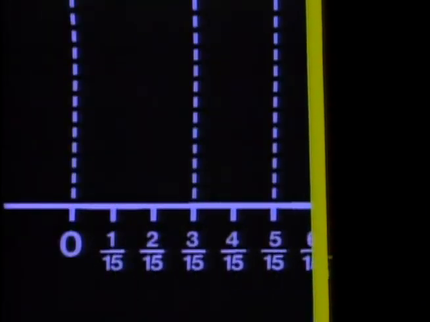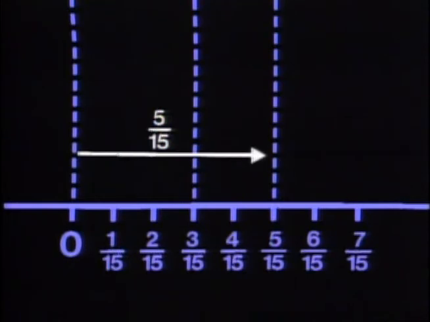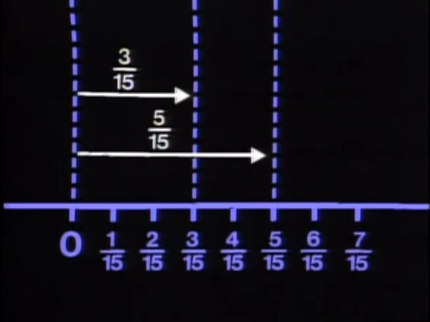By the way, you can see all of this on the number line. Here's 5/15. Here's 3/15. And you can see that the length of the last arrow must be 2/15. But you know something about subtraction by now, so the number line may not be necessary.